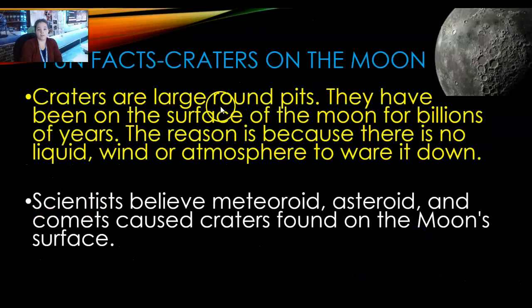Okay? Fun fact: the craters on the moon. Craters are large round pits, you can see them right there, that have been on the surface of the moon for billions of years. The reason for this is there are no liquids on the moon. There's no wind or atmosphere on the moon to wear it down like it does on Earth. Scientists believe that meteoroids, asteroids, and comets cause these craters found on the moon's surface.